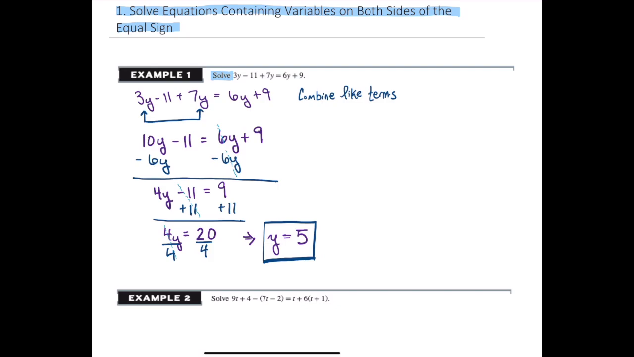All right, let's make it a little bit more complicated. Look at our next example. So in this case, we have 9t plus 4 minus, and we have open parentheses, 7t minus 2, close parentheses, equals t plus 6 times t plus 1. All right, what a mess. There's lots of things going on, but I'm just going to follow that same process.